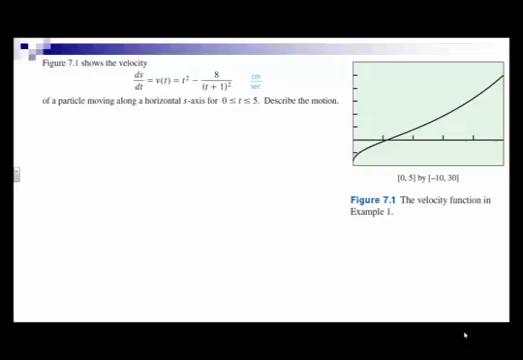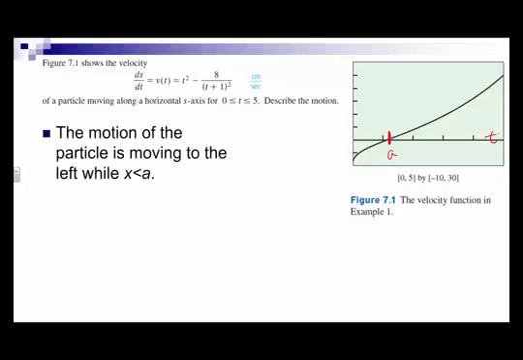using this particular velocity equation, t squared minus 8 over (t plus 1) quantity squared. We're going to note that this velocity function crosses the x-axis, or the time axis in this case, at some position A. And it wants to know, well, what's going on with this motion?